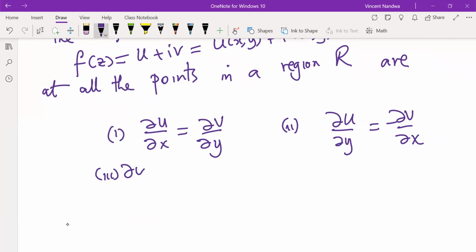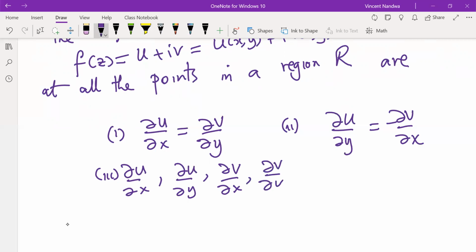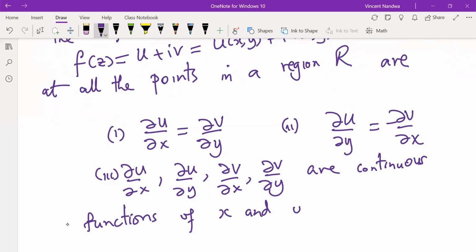And then partial u partial x, partial u partial y, partial v partial x, and partial v partial y should be continuous functions of x and y in region R. So that's the sufficient condition.